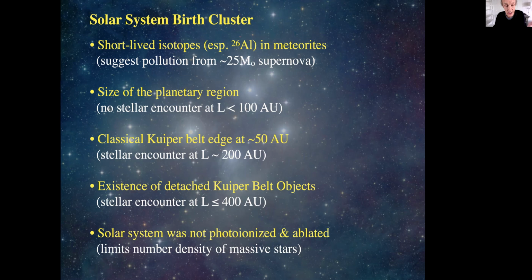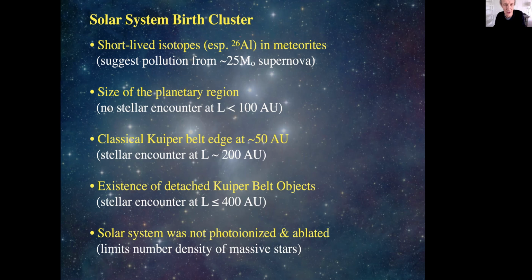We see detached Kuiper belt objects. Maybe they were in place, maybe they were detached by a stellar encounter at a distance of something like 400 AU, but maybe not. Maybe they're more related to unseen planets or just unseen massive objects, Pluto-like objects in the Kuiper belt or something else. But that's a possible constraint on the origin of the solar system. And then we know that the giant planets were not photoionized away and ablated down to little nuggets. So that sets an upper limit on the flux coming into the solar system from UV-rich, highly massive stars.